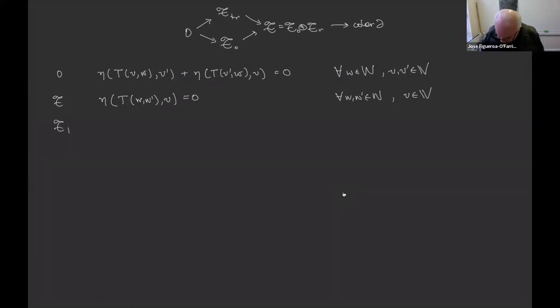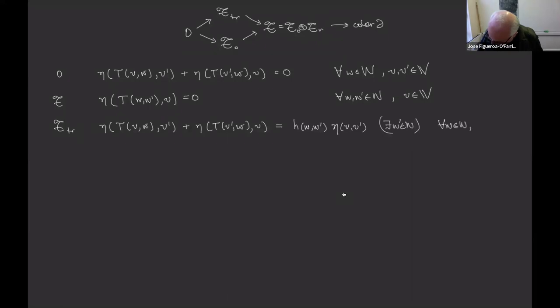T trace, let's say. So T trace basically says that this business here that is zero, it's now no longer zero. So this guy is no longer zero, but rather is proportional to, how do I want to write this? I want to write it as some inner product of w prime, and then eta of v, v prime. And this is for all w prime and w, and for all v and v prime.